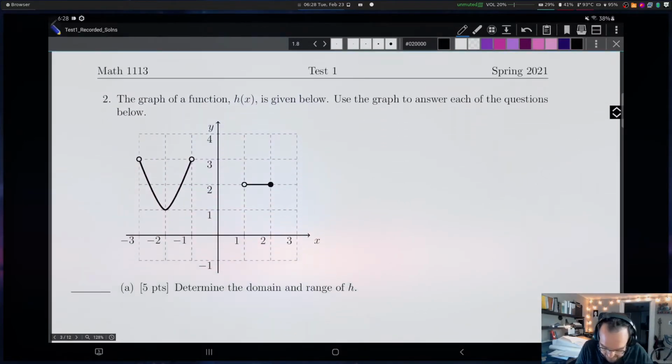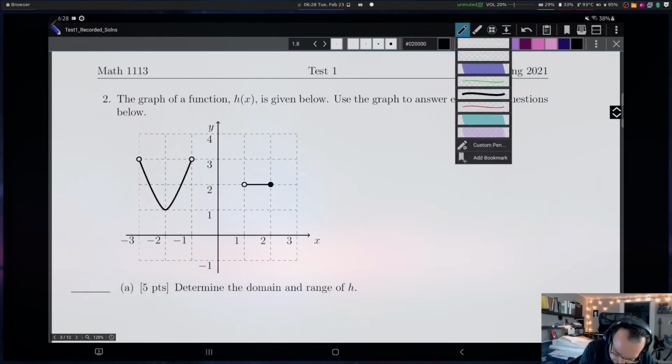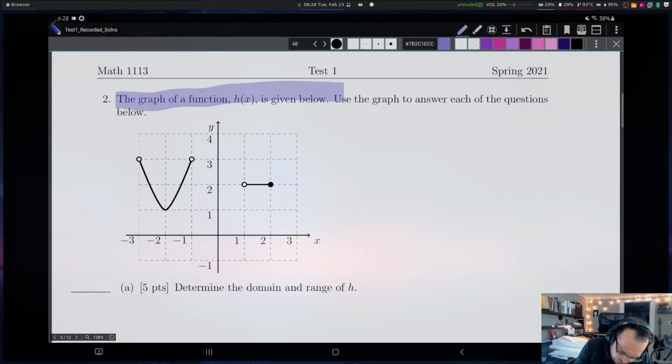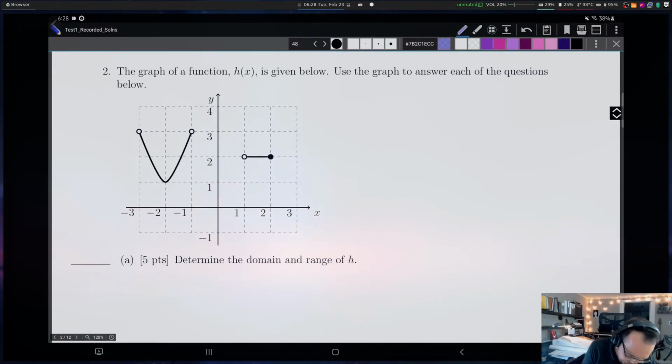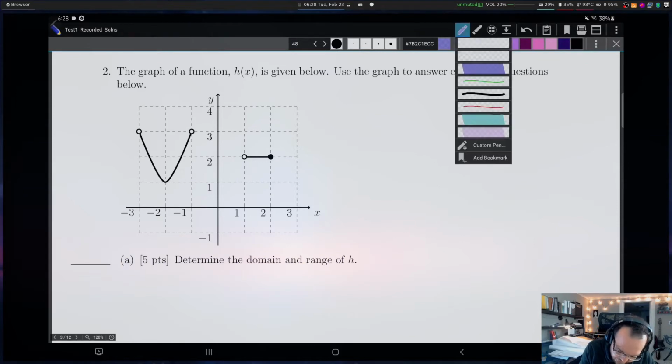Okay, so for this next question, we are given the graph of some function, h of x. It looks like this function is probably a piecewise defined function. We're seeing that it's not, for example, defined in this region around 0. There's no part of the graph above it. It's just defined over here, and then there's a little piece over here. And we are supposed to use this graph to answer some questions about it. Okay, so the first question is, we want to know what is the domain and what is the range.